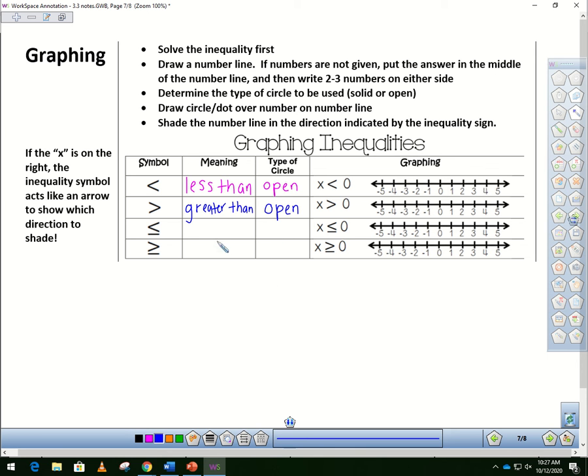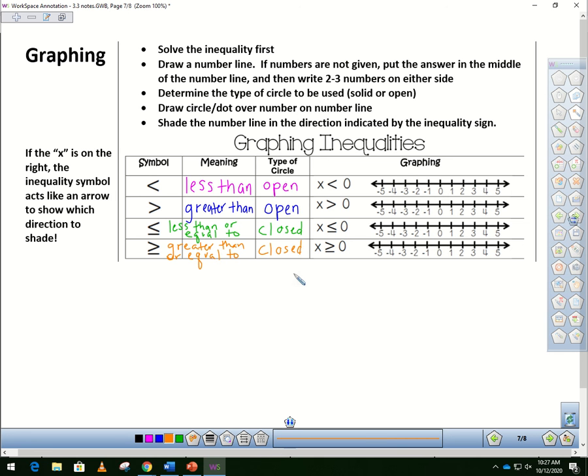That's okay. Less than or equal. Yes, this is less than or equal to. So this is what we call less than or equal to. Just remember, less than or equal to, and this is a closed circle. And greater than or equal to is also closed. Yes, this is greater than or equal to, and this is closed.